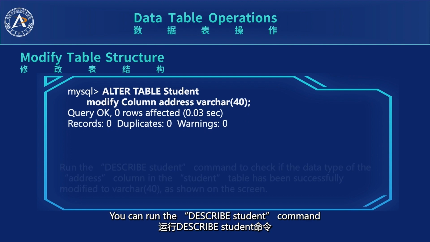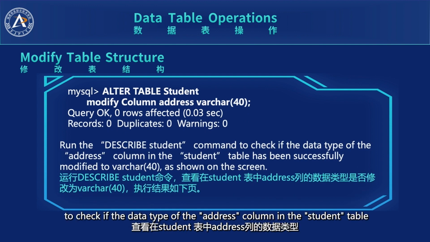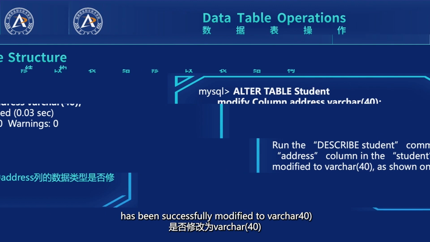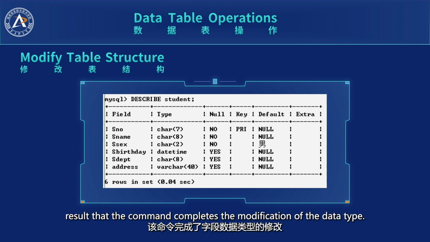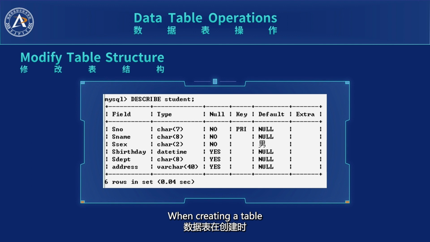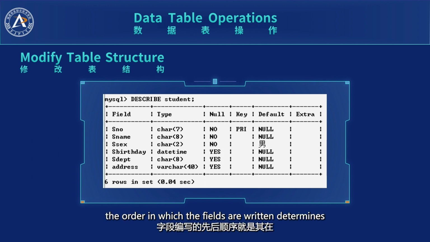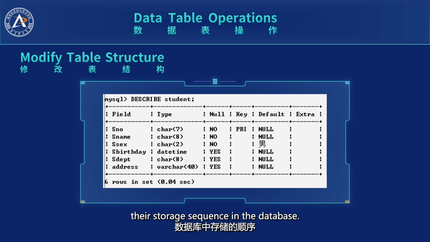You can run the describe student command to check if the data type of the address column in the student table has been successfully modified to varchar 40. We can see from the execution result that the command completes the modification of the data type. When creating a table, the order in which the fields are written determines their storage sequence in the database. If you need to adjust the position of a field, you can also use the modify keyword. The syntax is as shown on the screen.